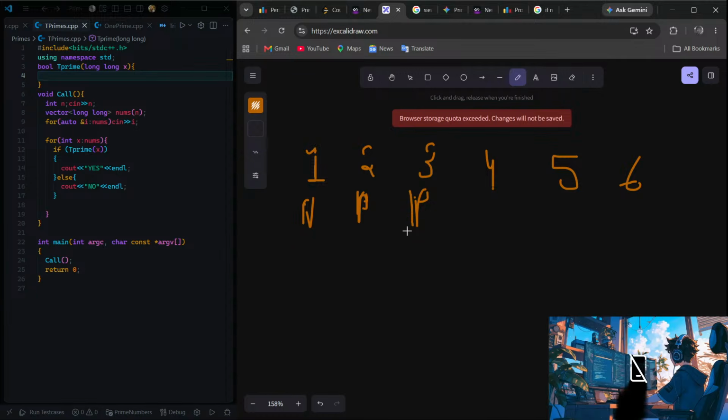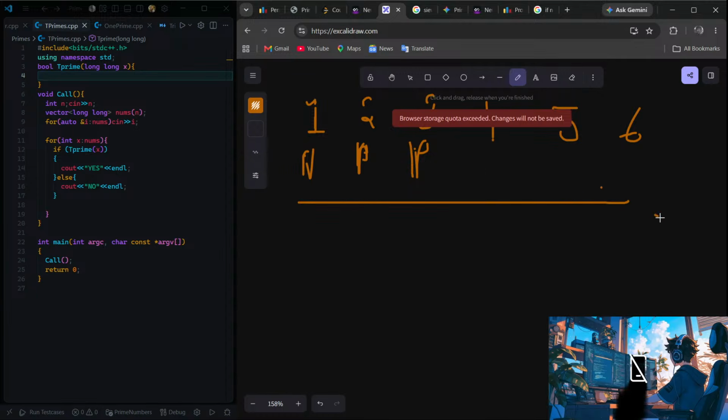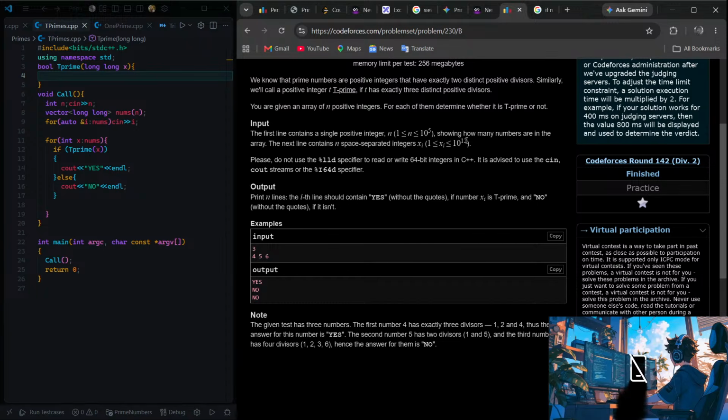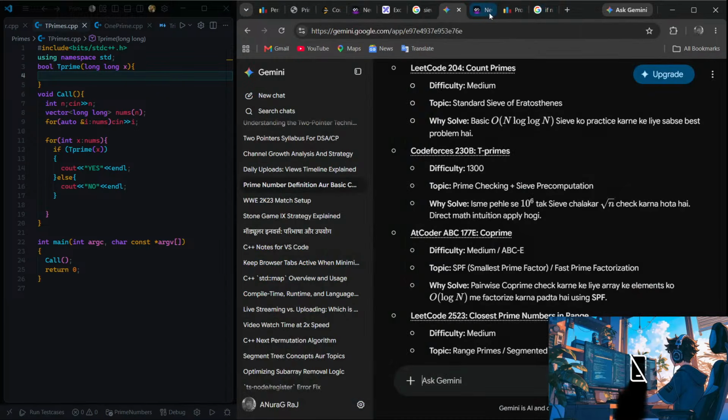So if I apply sieve there, it has been given in the question that the element has a size of 10 raised to the power 12. So if I apply that sieve in this question, first we have to check the sieve up to 10 raised to the power 6, and the direct implementation is done, and an n log n is running.